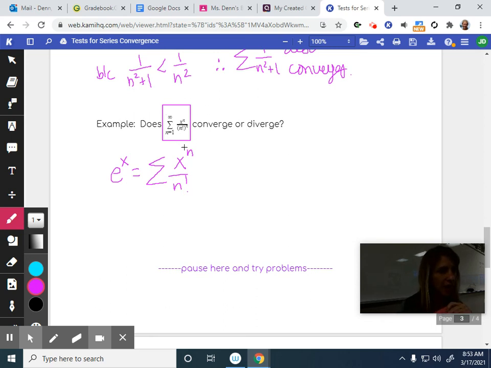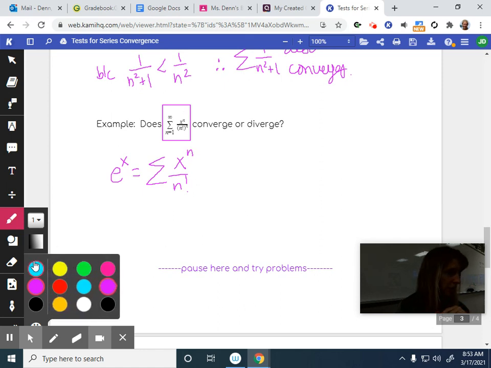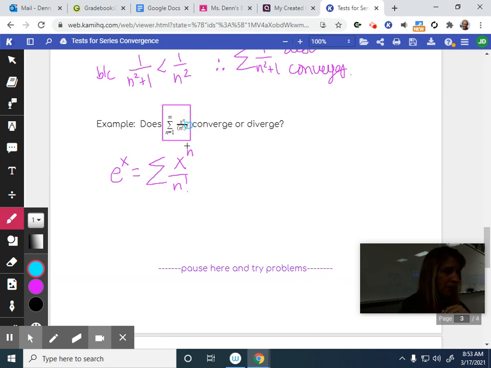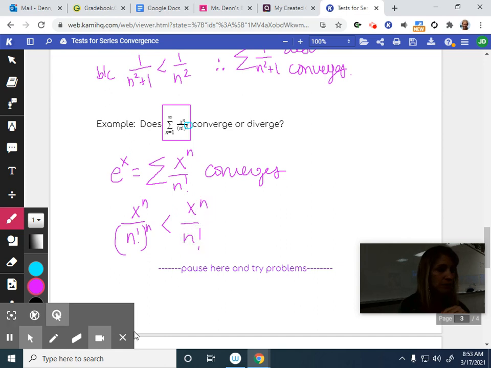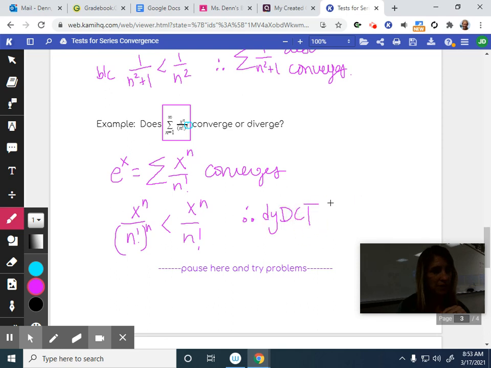Well, look at the series that I have. It's really, really similar. The only difference is that this has a power of n. So this series is definitely smaller. So because I know the series for e to the x converges, and I know that my series, x to the n over n factorial to the n, is smaller than x to the n over n factorial, therefore, by direct comparison test, my series converges.